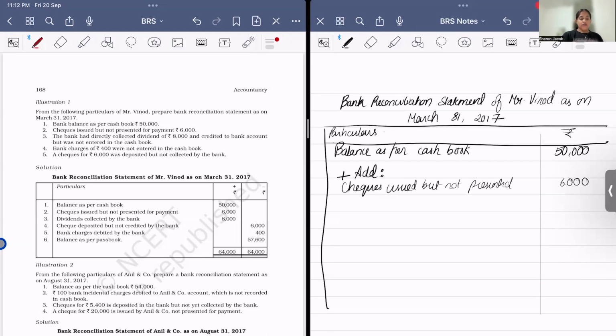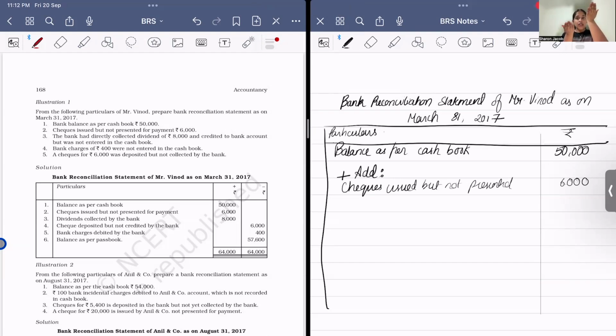Now, we will look at the third one. So what do we first do? Keep it equal. Right hand will be the starting balance, that is cash book. Left hand will be the ending balance, passbook. Okay. Next, bank had directly collected dividend and credited to bank account, not entered in cash book. So which is high? Bank account is high or cash account is high? Bank account is high. So what do we do? We adjust the left hand.